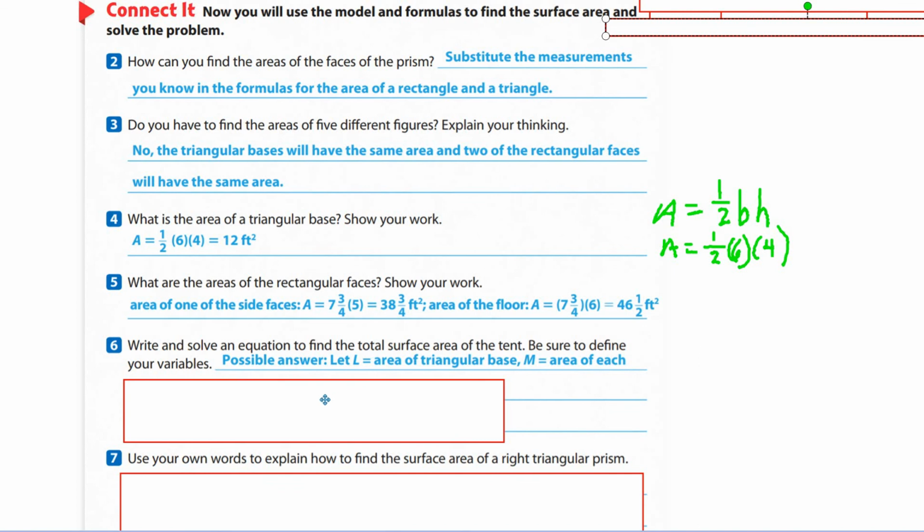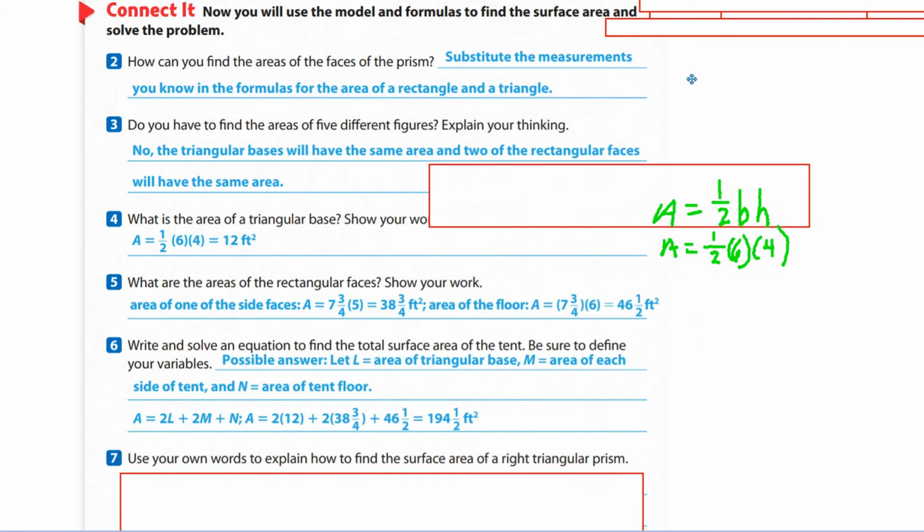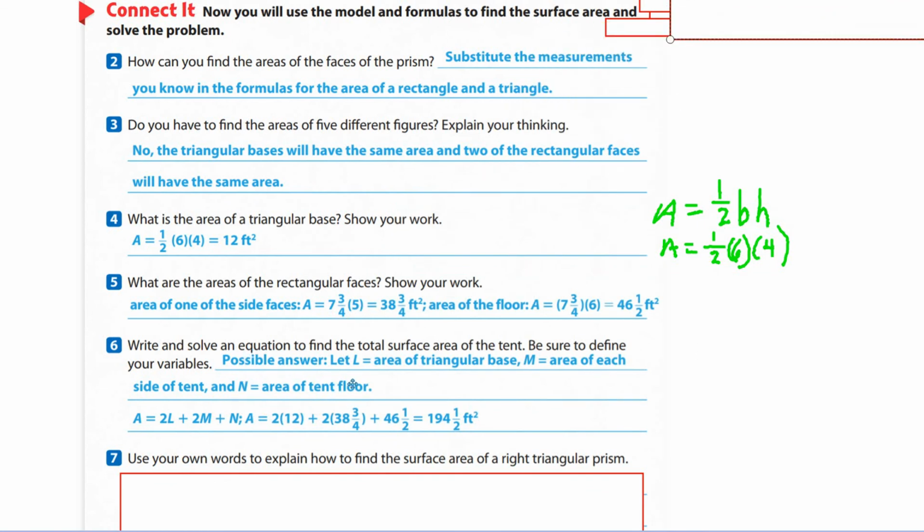So, one possible answer: let L equal the area of the triangular base, M the area of each side of the tent, and N the area of the tent floor. So you get area equals 2L, because there are 2 triangular bases, plus 2M, because there are 2 sides, plus N. I'm going to repeat that to make sure you got that. The reason they did 2 times L is that there are 2 triangular bases, so you find the area of one triangular base plus the other one, or you can do 2L. Same thing with the sides, and then you have the floor.